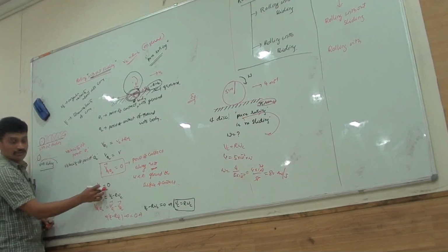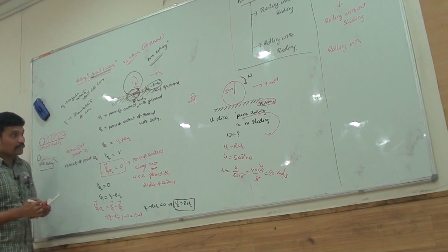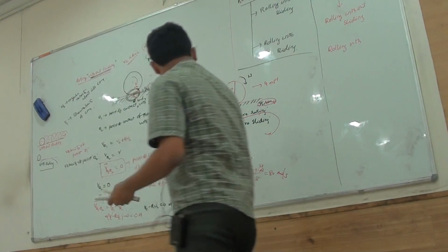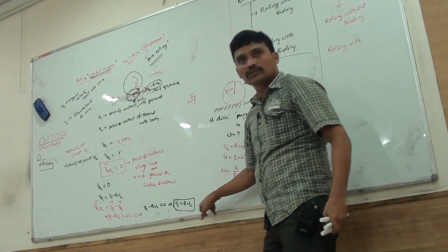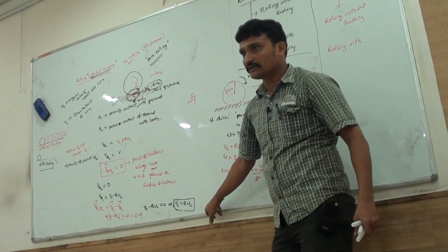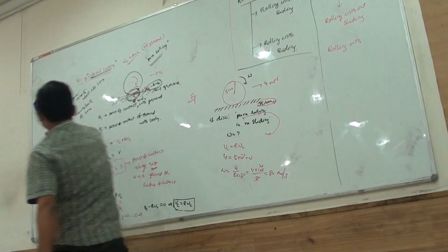Why? Because Vq2 is 0. That equals 0. So here what are we taking? This is the condition: Vq2 equals 0. The condition is Vc equals R omega c. Have you got the point here? So I have one more example for this.